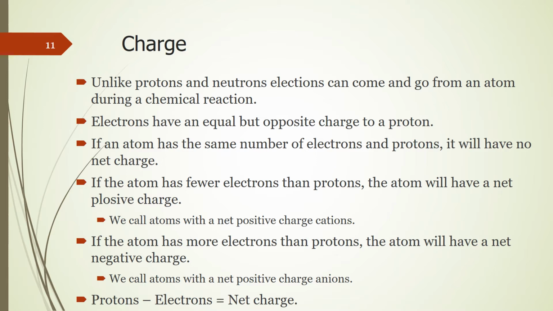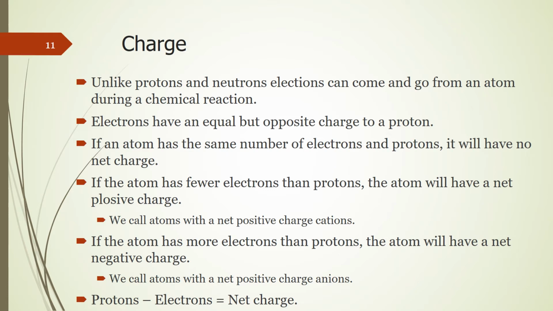Now, atoms can also have a charge. So far, we've assumed that the number of electrons is equal to the number of protons. That's what we call an atom. But atoms can lose electrons or they can gain electrons. They can't gain or lose protons. If an atom has a different number of electrons than protons, then we call it an ion.